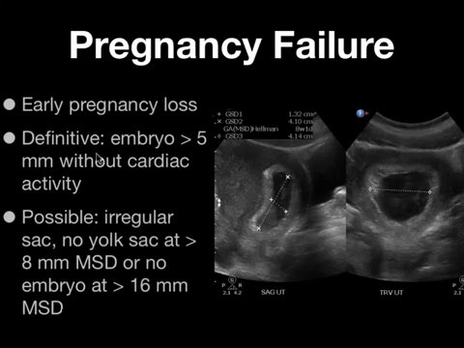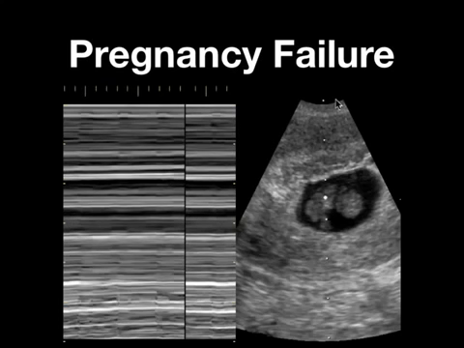To diagnose a definitive pregnancy failure, you're going to need to see an embryo greater than 5 millimeters without cardiac activity. To have a possible pregnancy failure, you need to have an irregular sac that does not have a yolk sac by 8 millimeters mean sac diameter, or no embryo at greater than 16 millimeters mean sac diameter. Here is evidence of definitive pregnancy failure. You've got an embryo here that's greater than 5 millimeters and you have no fetal cardiac activity.